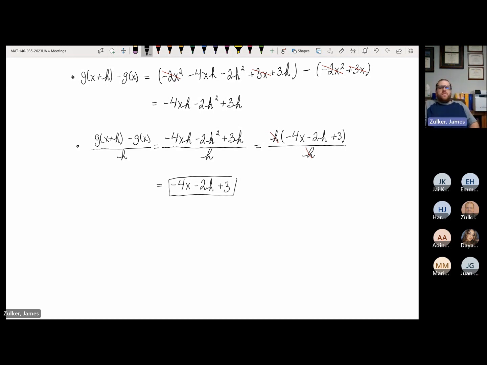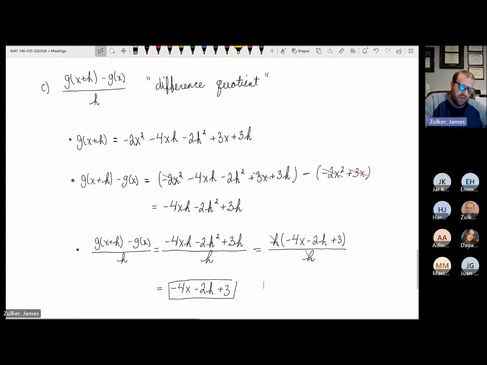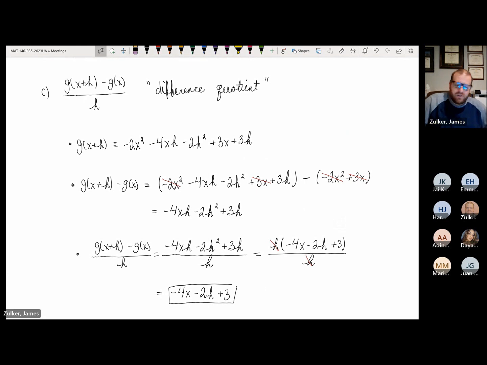Are there any questions so far? You mean the g of x plus h minus g of x over h? This bit here? Yeah, so that is the difference quotient, right? So if it's a different function, so if it's f instead of g, then it would just be f of x plus h minus f of x over h. But yes, whenever we refer to difference quotient, this is what we're referring to right here.